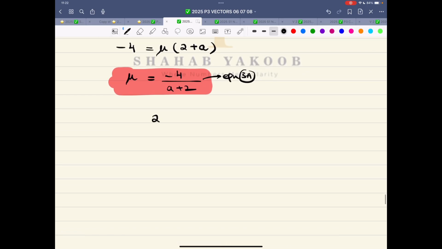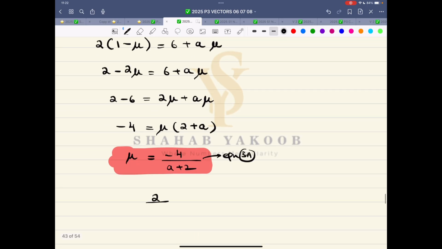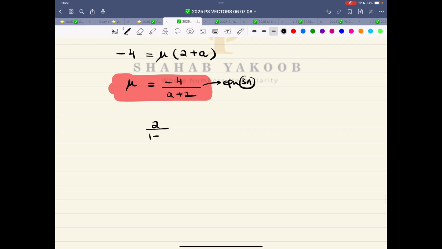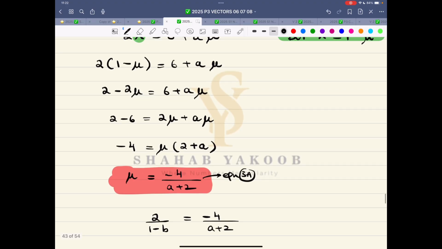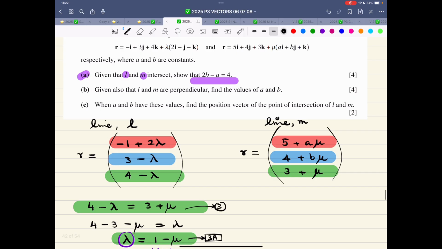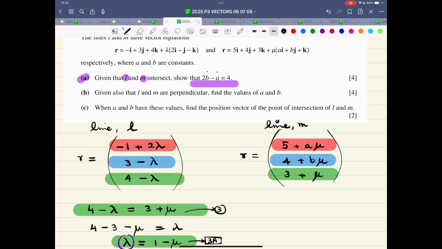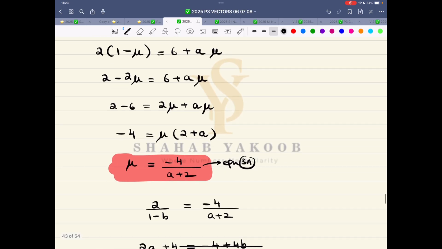So 2 over, how much is that? This is 1 minus b. That should equal to negative 4 over a plus 2. So therefore 2a plus 4 equals to negative 4 into 1 is negative 4 plus 4b. And what is the format that I need the equation in? That is 2b minus a is equals to 4.